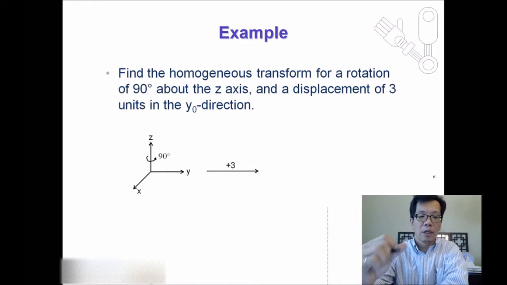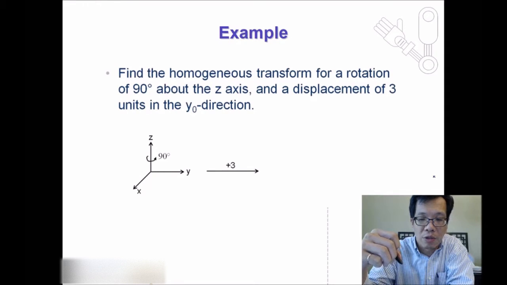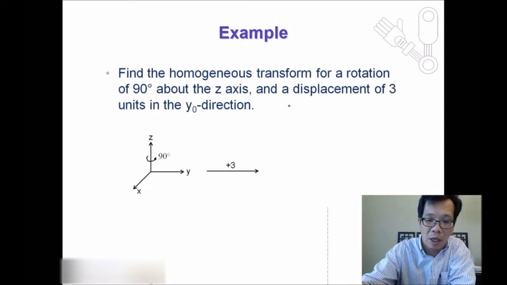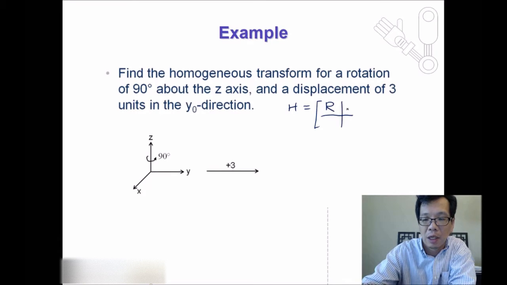Okay, so in this case, we're going to find the homogeneous transformation matrix for a rotation of 90 degrees about the z axis. Meanwhile, this object is going to have a displacement of 3 units in the y0 direction. So before we can synthesize the transformation matrix H, we will need to know R, the rotational matrix, and the vector D, and put 1 over here and 3 zeros over here.